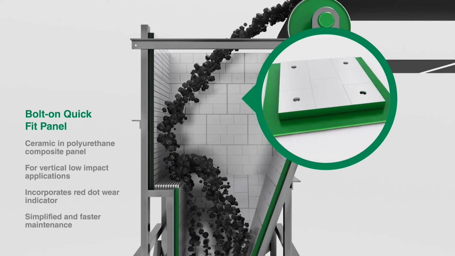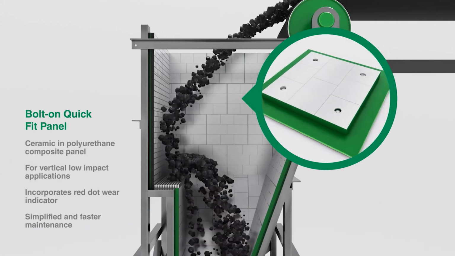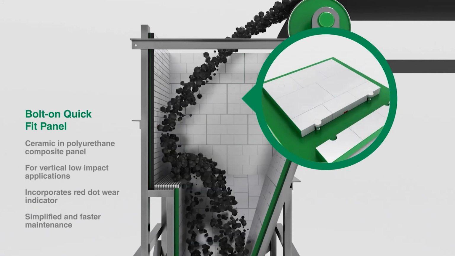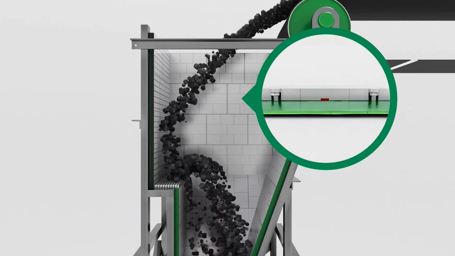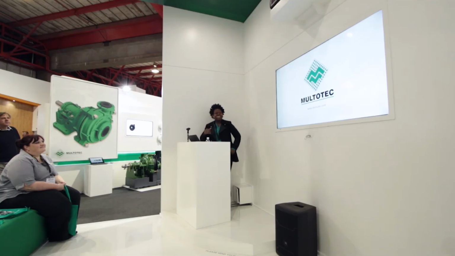Usually, they come with the ceramic in a polyurethane composite panel. So they're normally called a wafer design. And it's going to help, especially for vertical applications, to reduce the effect of impact. So that's basically it.